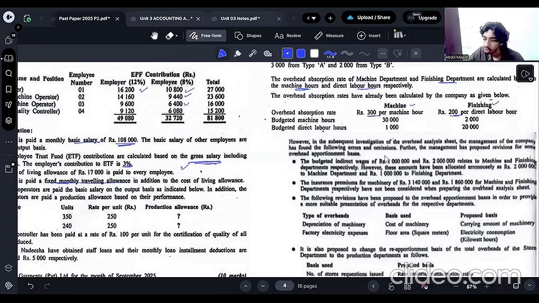First one. The budgeted indirect wages of 1 million and 2 million relate to machine and finishing department respectively. However, these amounts have been allocated erroneously as 2 million to machine department and 1 million to finishing department. So they have to record 1 million for machine department and 2 million for finishing department. They have done the opposite. So simply what you have to do, remove 2 million from machine department and add it to finishing department.